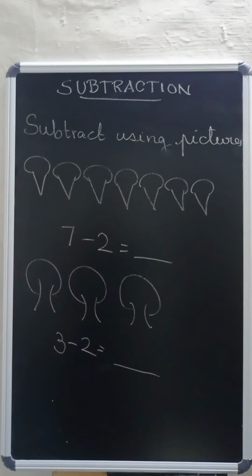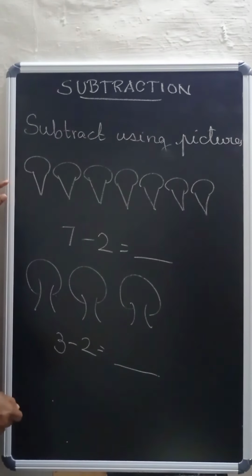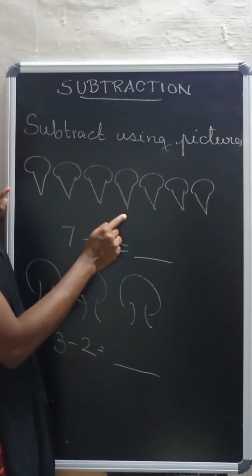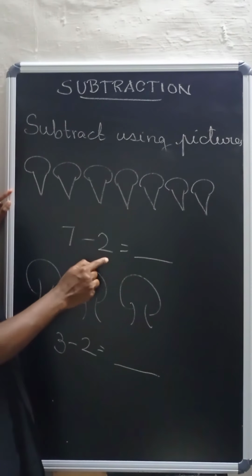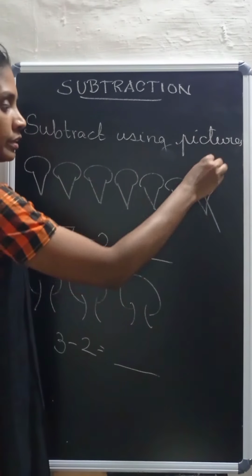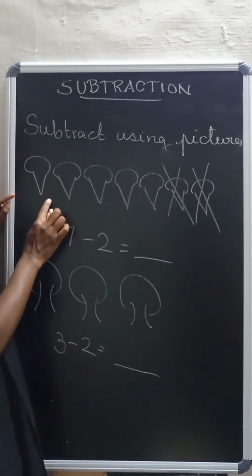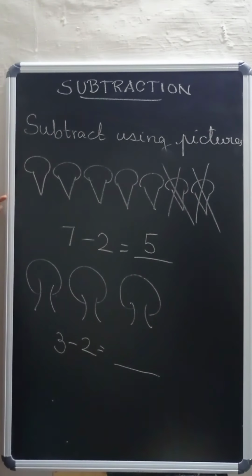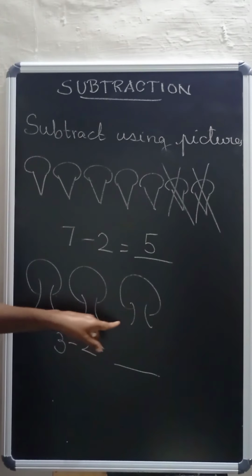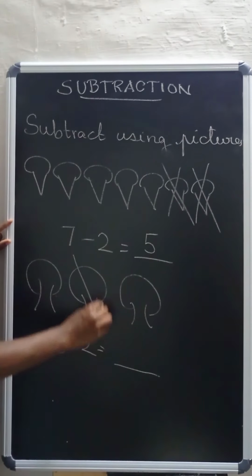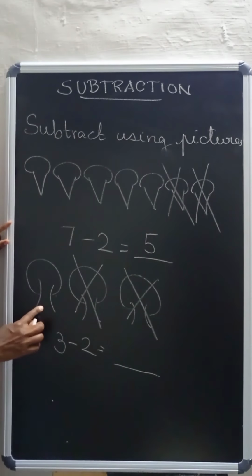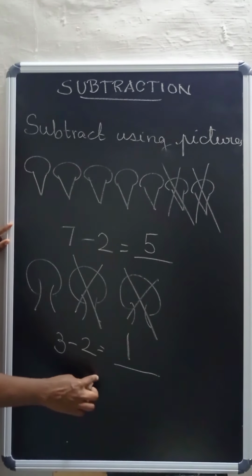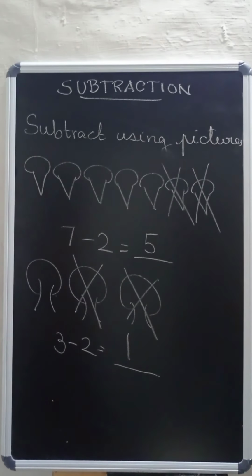Let us see some more examples. See, you have 7 cones here. 1, 2, 3, 4, 5, 6, 7. Now they are asking you to take away 2 cones. 7 minus 2. So take away 2 cones. You will get 1, 2, 3, 4, 5. So 5 cones are remaining. So 7 minus 2 is equal to 5. Here you have 3 trees and 2 trees are cut down. Now you have remaining 1 tree. So 3 minus 2 is equal to 1.